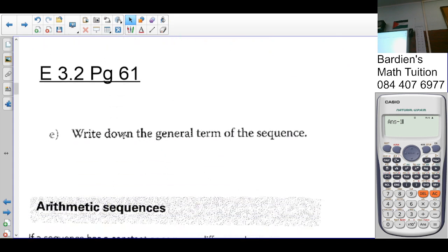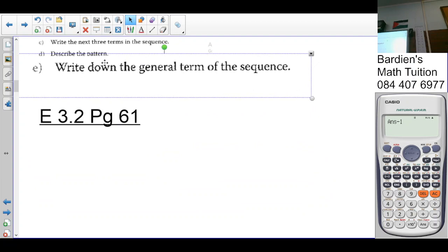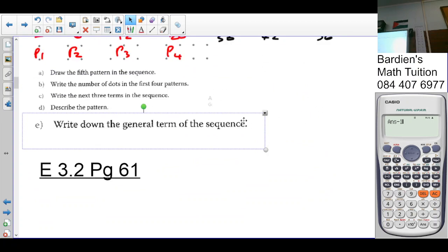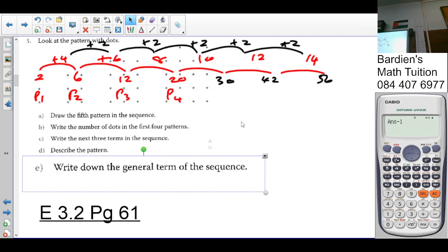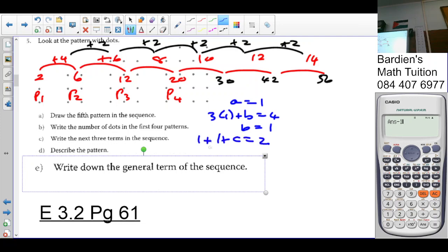Okay? Write down the general term of the sequence. I don't know how they expect you to write this down. I can work it out. So here you're going to have 2a, says your a is 1. 3a plus b is 4, so it's 3 times 1 plus b is 4, so b is 1. You have a plus b plus c is equal to 2, so c is 0. So the general term here is actually Tn is equal to n squared plus 1. Who managed to get that out? Did any of you manage to solve that one?